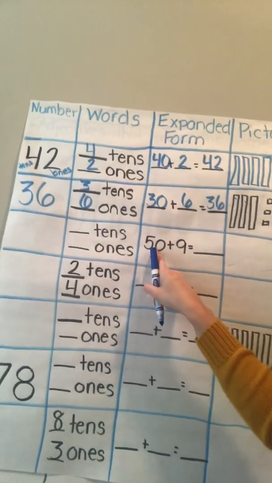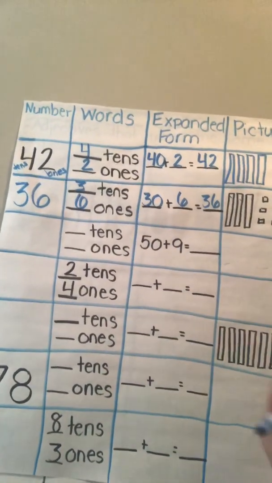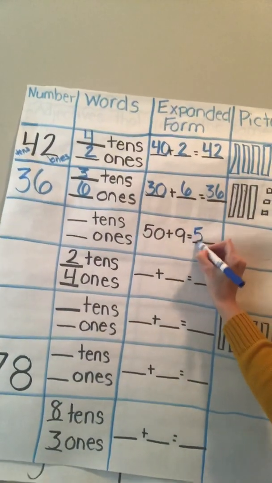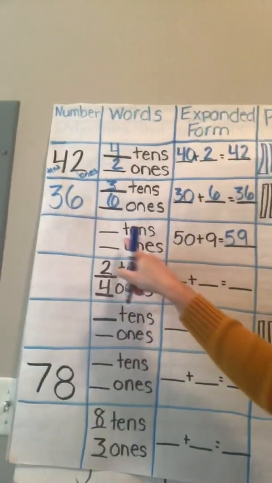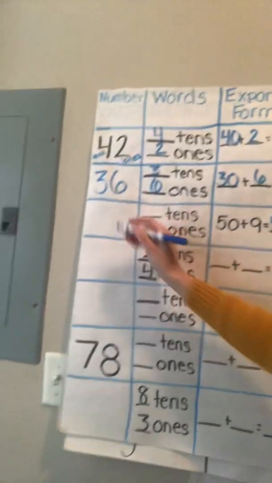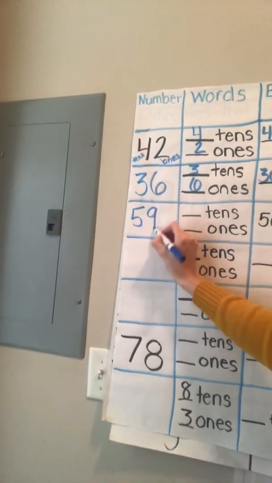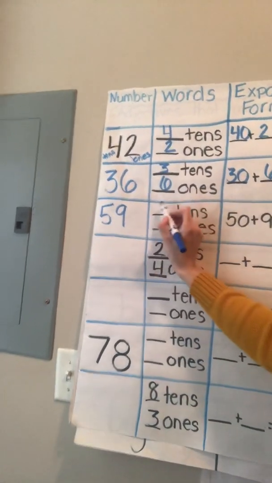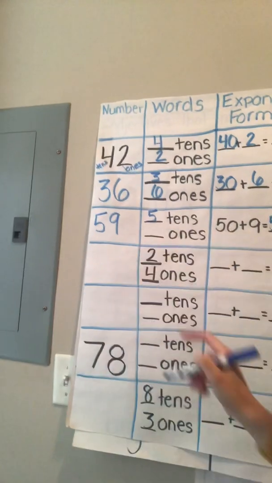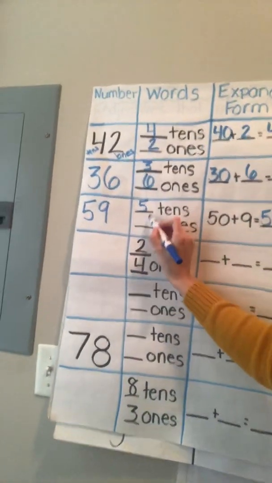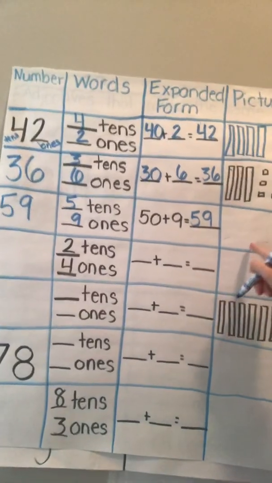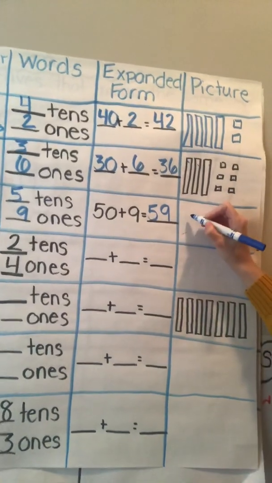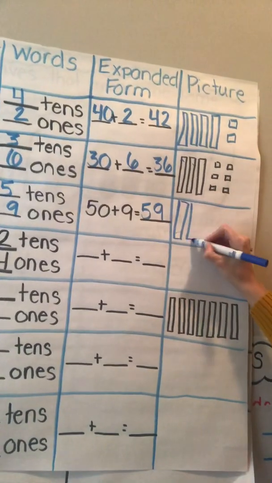Now for this example, they gave us the expanded form. So let's figure out if we have 50 plus 9, what does that equal? Right, 59. So now we can write how many tens. So in 59, that's our number. How many tens did we have? What's in our tens place? Right, we have 5 tens, and what's in our ones? Right, 9 ones. Now we're ready to draw our base 10 blocks. So for 59, how many tens do I need? Right, I need my 5 tens.